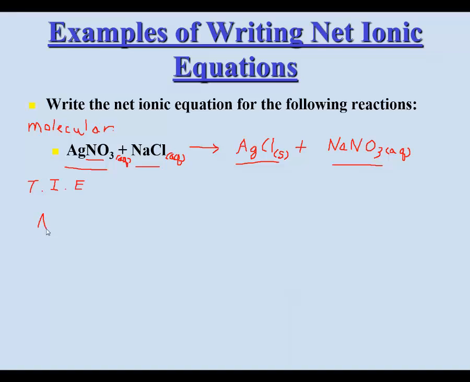So I have my silver cation with a phase label, and then I have my nitrate ion with a phase label, just breaking up all the soluble ionic compounds. And what I'm indicating here is that these ions are surrounded by water molecules and usually separated from one another in solution. And so I have silver cations, nitrate ions, sodium cations here.